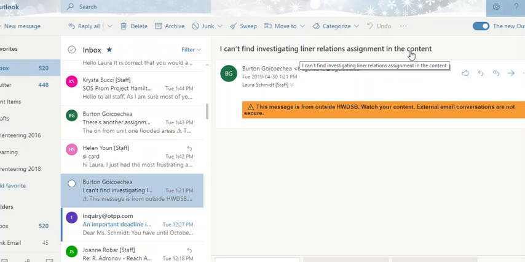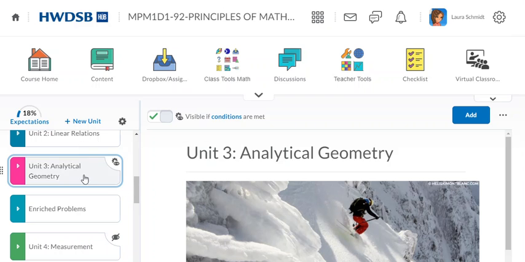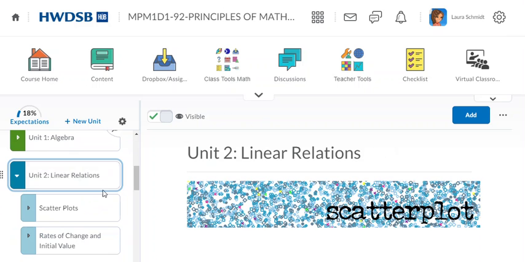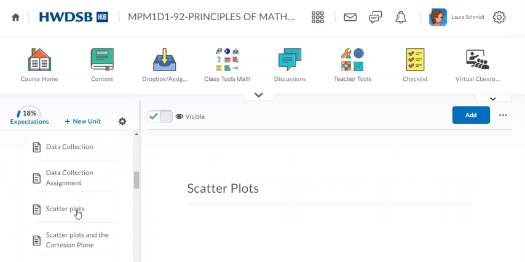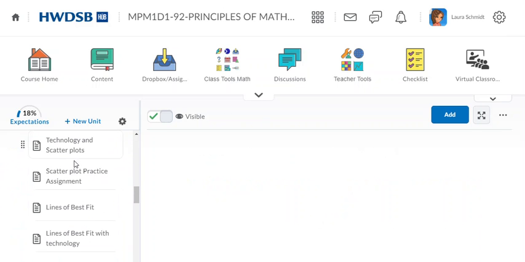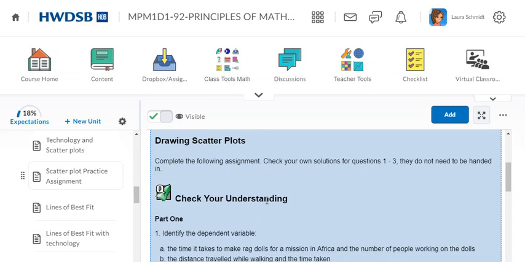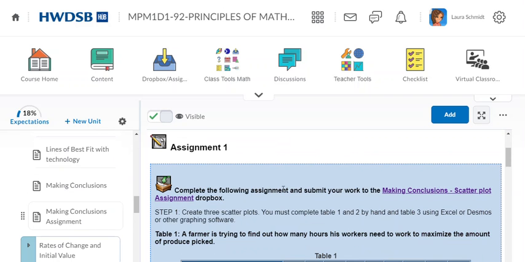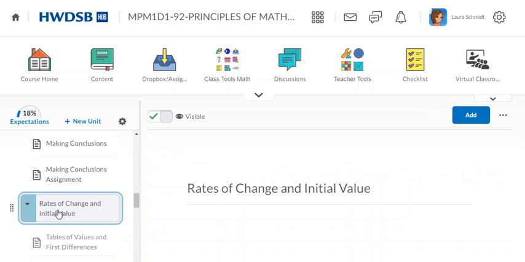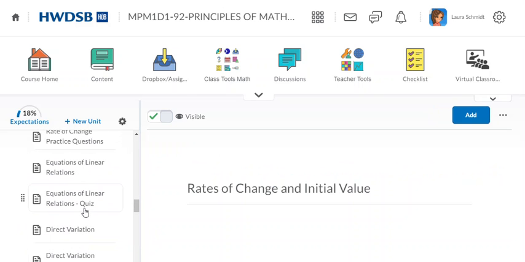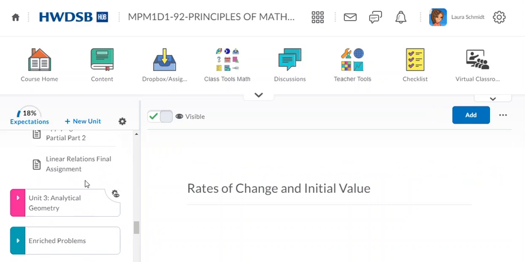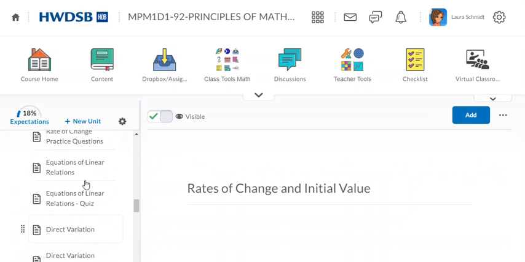Can't find investigating linear relations assignment in the content. Yeah, I think I worded that weird. Okay, so if you go into Unit 2, linear relations, I find it's best if you just work your way through, and anytime you get to an assignment, if it has a Dropbox that you have to submit to, it'll be right within that assignment. For example, the making conclusions assignment has a link right to the Dropbox. So sometimes that could help you figure it out. In this one, I think it's actually called rate of change practice questions. I got to rename it, obviously, because that's confusing.